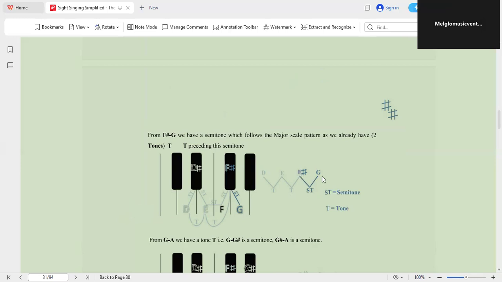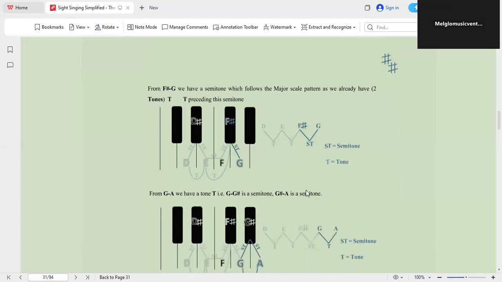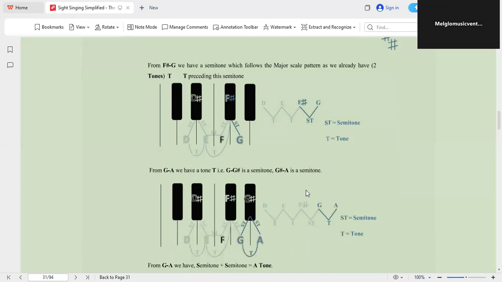So from F sharp to G is a semitone. So what we need now after this is a tone. Tone, tone, semitone, tone, tone, tone, semitone. So we need a tone.